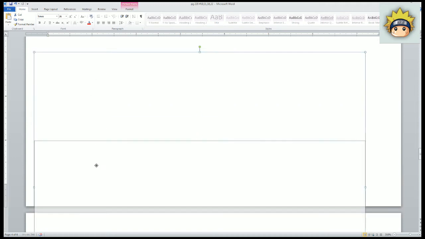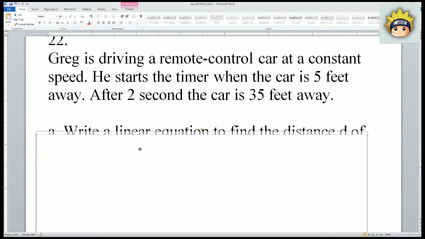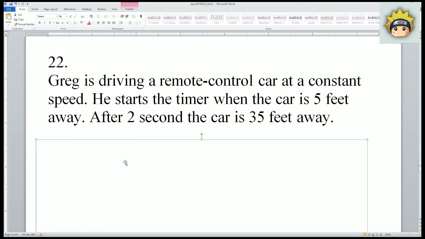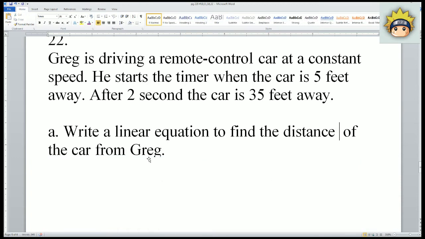Okay, next one, we have 22. Let me just read the scenario to you first. Greg is driving a remote control car at a constant speed. He starts the timer when the car is 5 feet away. After 2 seconds, the car is 35 feet away. The first question asks us to write a linear equation to find the distance of the car from Greg.